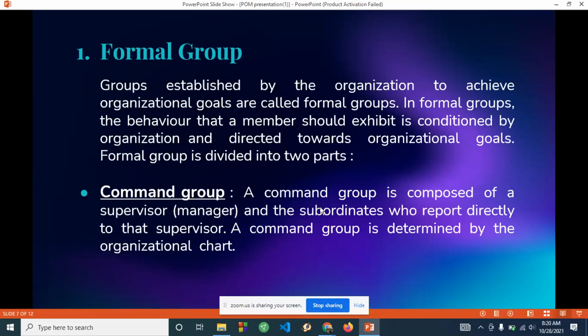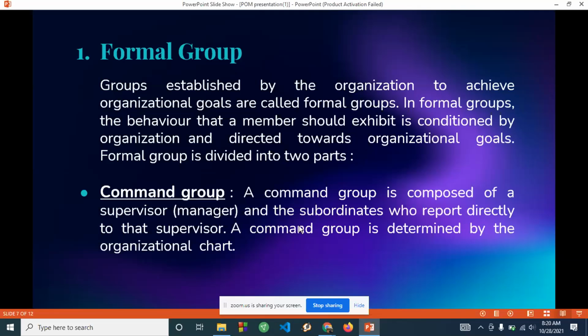A formal group is further divided into two parts. One is command group, and another is task group. A command group is composed of a supervisor and the subordinates who report directly to the supervisor. A command group is determined by the organizational chart.